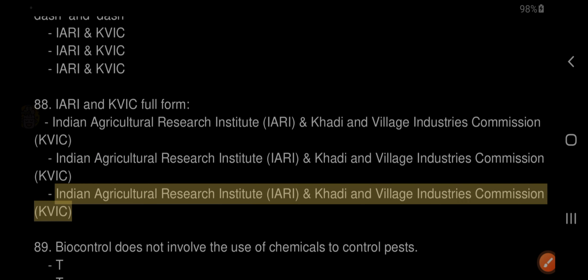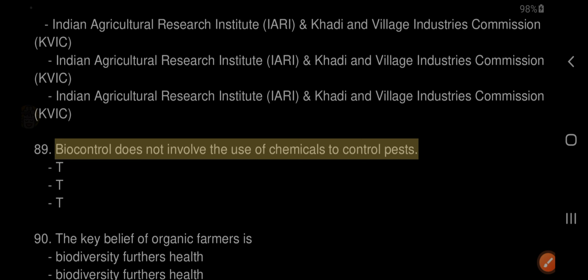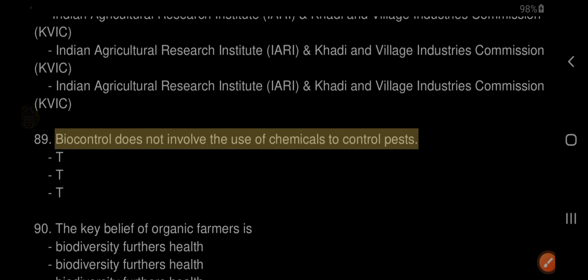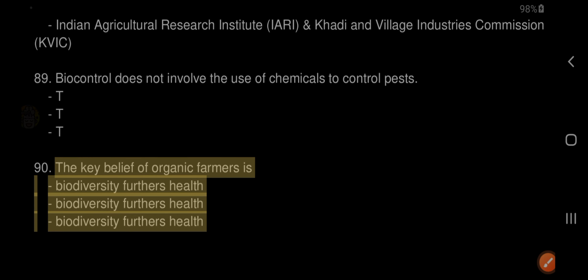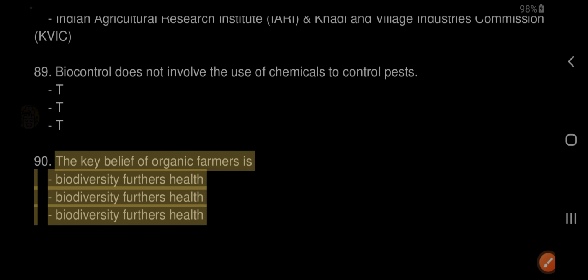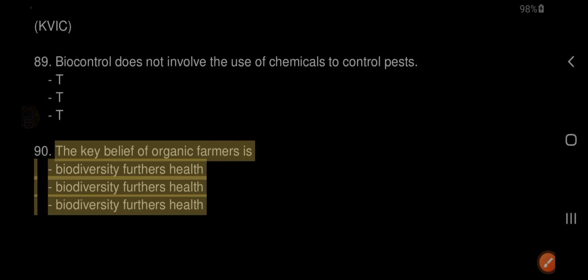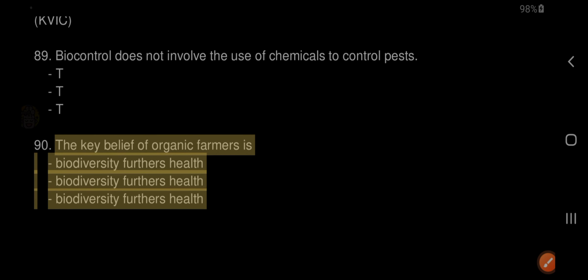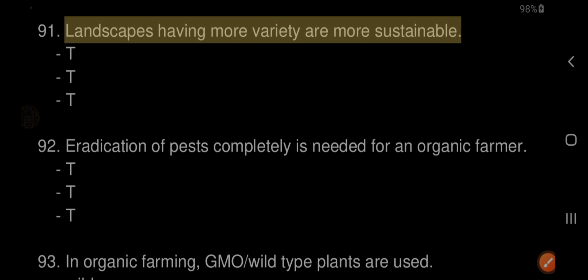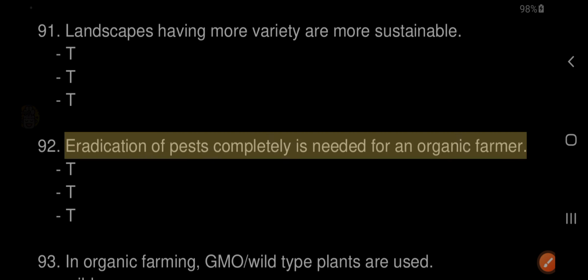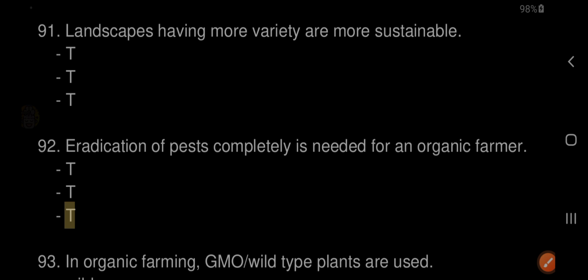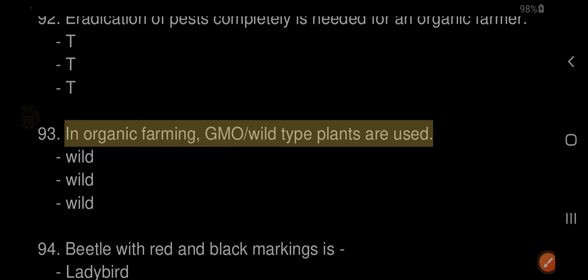89. Biocontrol does not involve the use of chemicals to control pests. 90. The key belief of organic farmers is biodiversity furthers health. 91. Landscapes having more variety are more sustainable. True. 92. Eradication of pests completely is needed for an organic farmer. False. 93. In organic farming, GMO plants are used. Wild.